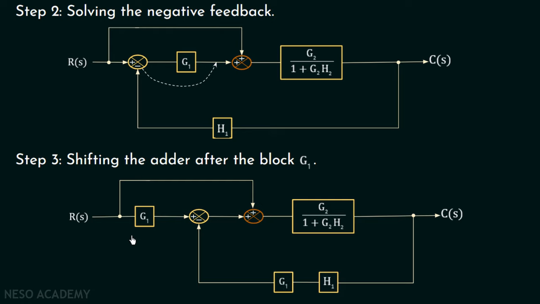See, we have shifted the adder point after this block, and due to this, the gain of this block is multiplied with this input. If we look at the block diagram representation, it is clearly visible that these two blocks are now in series. So we can multiply the gains of these two blocks. Moreover, we are having two side-by-side adders. If we rearrange these two adders, this adder will come to the left-hand side, and this adder will come to the right-hand side. And after that, we will have this closed loop system completed with the negative feedback. And we can replace this system with a single block. Let us check this out in step number 4.